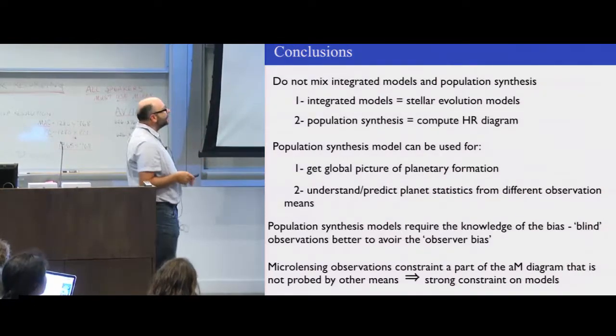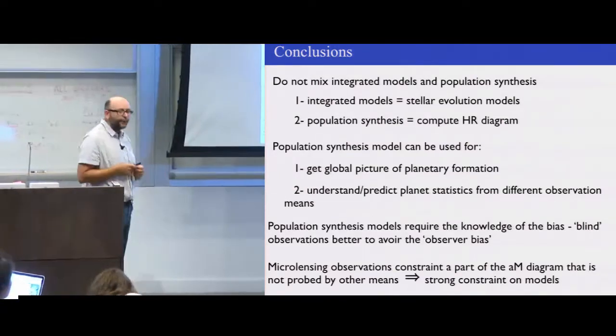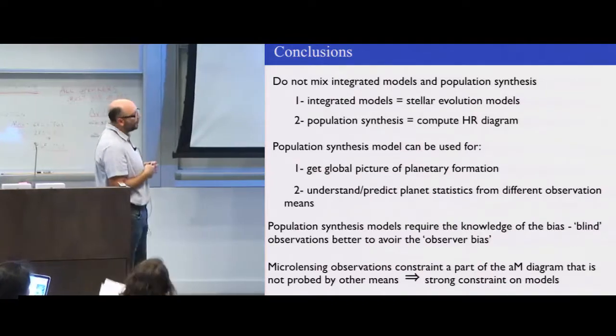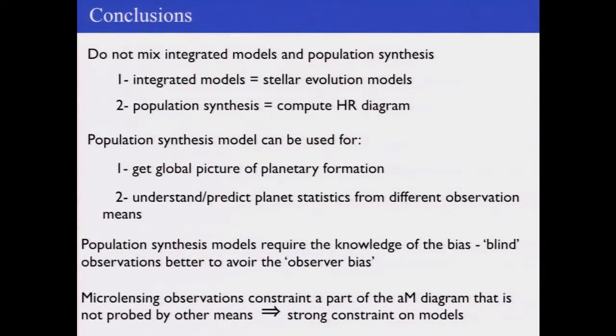If you want to do population synthesis, you first need to have a model that is able to explain the formation of a planetary system, and then you need to have some knowledge of the initial conditions, properties of a disk in particular. When you have these two, then you can use a population synthesis model to have a global picture of planet formation, trying to see what are the important processes in planet formation, and then you can compare with the observations.